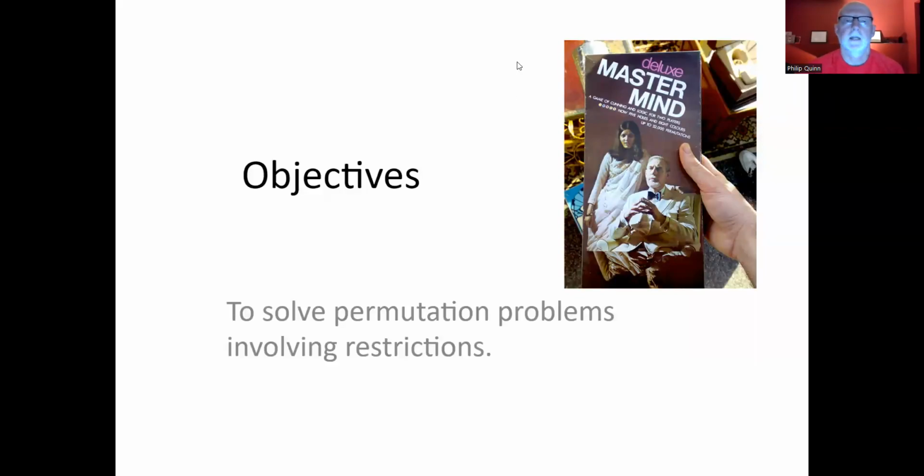What is our objective today? To solve permutation problems involving restrictions. There are many restrictions we can have for permutation problems, but today we're going to narrow the focus. It's one specific type of restriction that has to do with together or not together items.